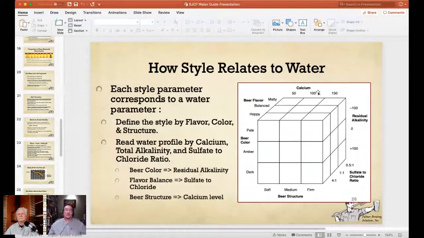Russian Imperial Stout, do we want it to be super malty, or do we want it to be a little more balanced? That's up to you as the brewer. But there again, here we're looking at something with a little more chloride than sulfate, or more balanced, 1-to-1 sulfate to chloride. Those are your water parameters that you're targeting. So you're saying, okay, dark, soft, balanced. We're looking at a cube that's essentially in the middle bottom of that cube there.